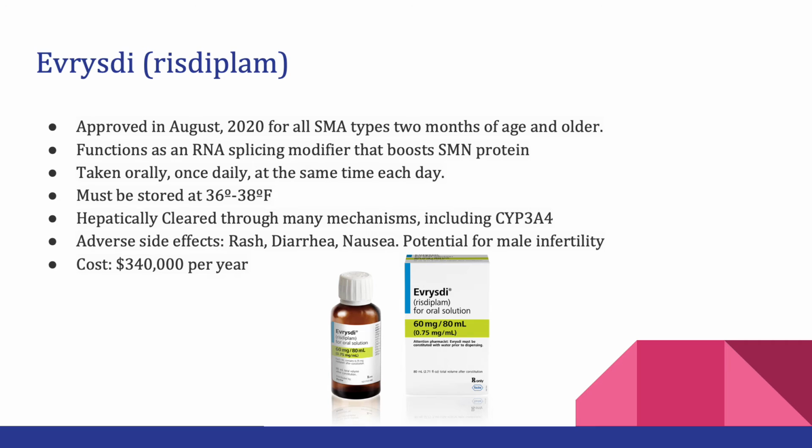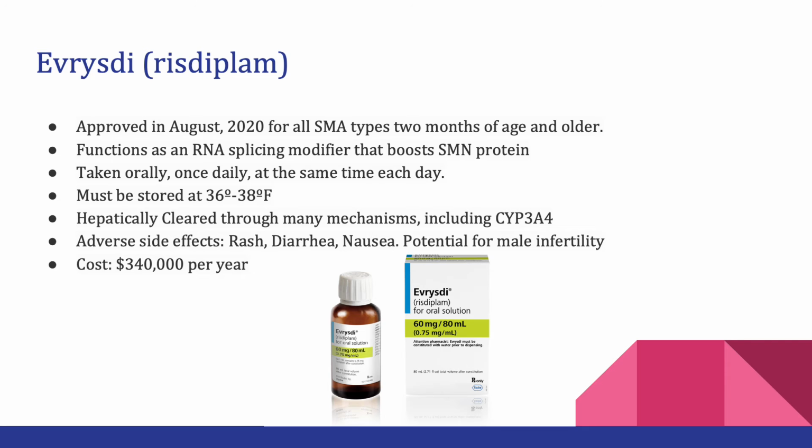Now, it was approved after studies showed that it significantly improved motor function in SMA types 1, 2, and 3. It is also hepatically cleared by many mechanisms, including the CYP3A4 pathway, and people with liver insufficiency should not take this drug because of its hepatic clearance. The most common side effects are nausea, diarrhea, and rash.